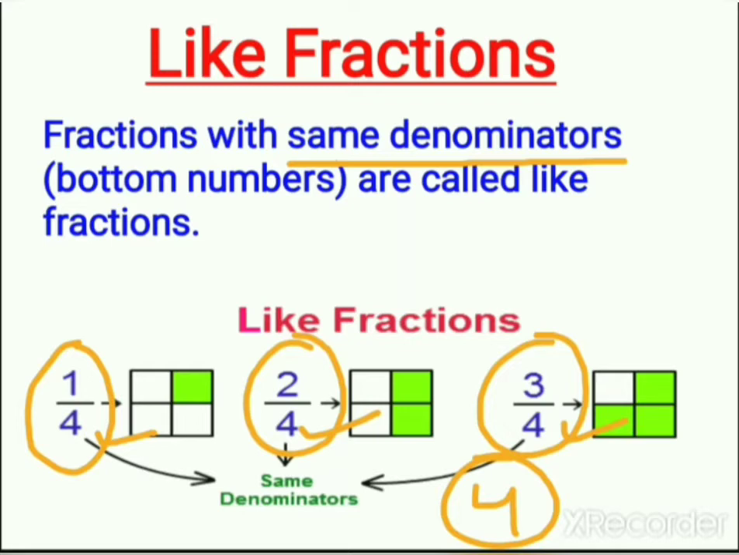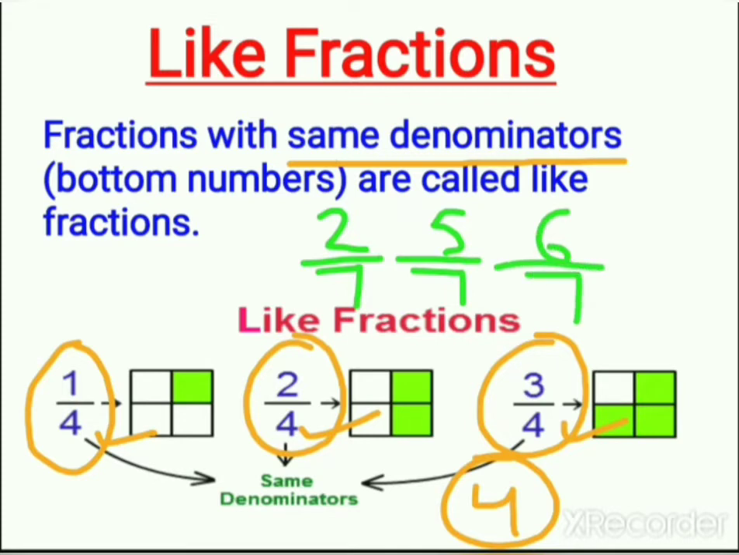We can write one more example of like fractions, like 2 by 7, 5 by 7, and 6 by 7. These are like fractions because the denominator in each fraction is the same, that is 7.